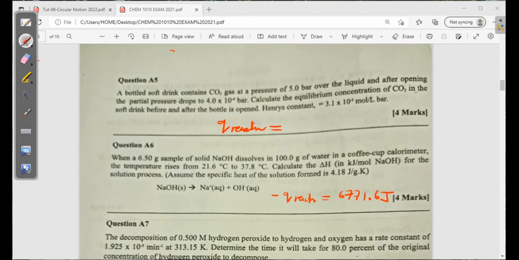I have a question. In this question, since we've been given the grams of the sample of the solid, so we are going to use that value.